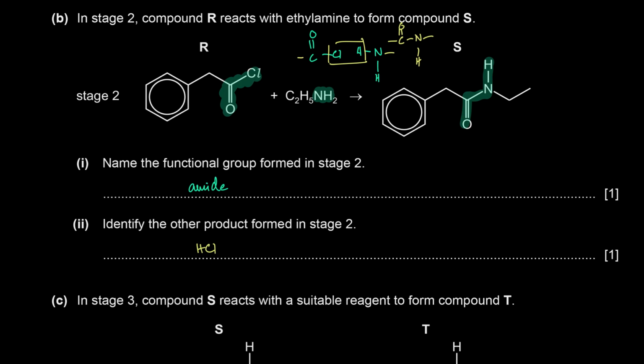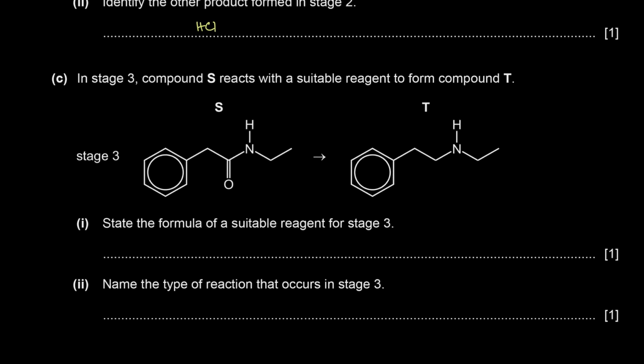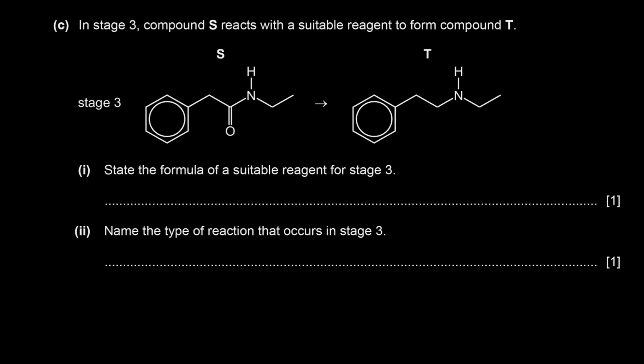Okay. In stage 3, compound S reacts with a suitable reagent to form compound T. So the amide is being reduced to an amine. So what is a suitable reagent for stage 3? Right? This is the reduction of an amide to form an amine. So for this, you have to use lithium aluminum hydride, okay? But it has to be anhydrous. So you can say anhydrous lithium aluminum hydride, or you can say lithium aluminum hydride in dry ether, okay? Either one is acceptable, okay?